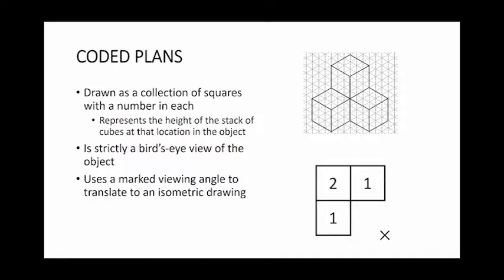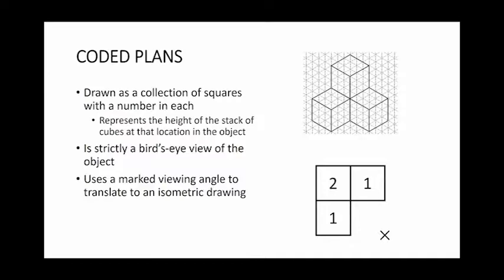One of the important things that we need to consider when we're going from a coded plan to an isometric drawing, or the other way around, is a marked viewing angle. Coded plans have a marked viewing angle, which you can see in the illustration on the right. The X in the bottom right corner is our marked viewing angle, and you can imagine that if you were standing there looking at the object illustrated in the coded plan, you'd see essentially what you would draw as an isometric drawing up in the top right.